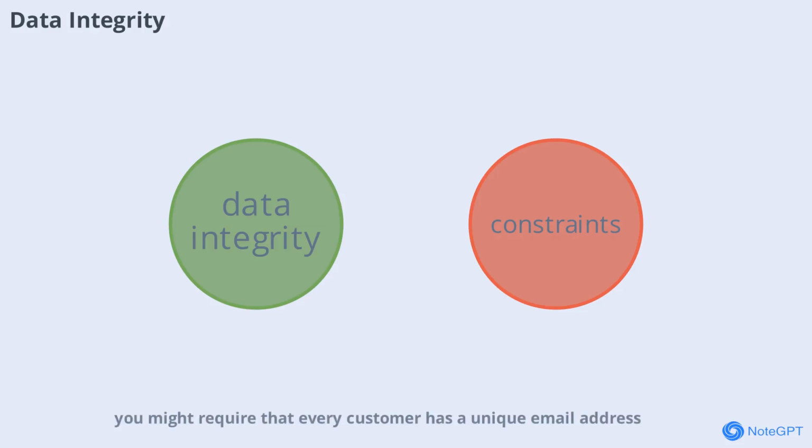For example, you might require that every customer has a unique email address. Enforcing data integrity helps prevent errors and keeps your database reliable. Next, we'll look at how indexes can speed up data retrieval and improve performance.